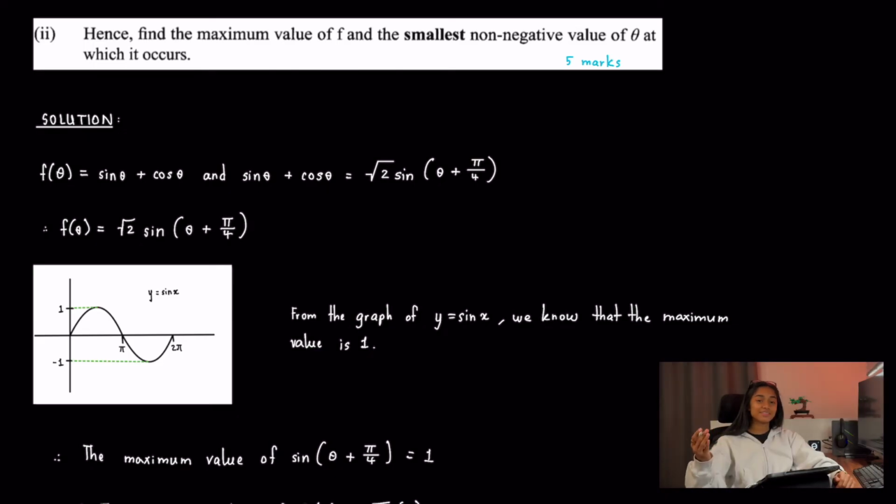Part 2 of 2016 says to find the maximum value of f and the smallest non-negative value of theta at which it occurs. And this is all for 5 marks, so a lot of marks there. The solution is as such. We know from part 1 that f theta is equal to sine theta plus cos theta. And we also found in part 1 that this is equal to square root of 2 sine of theta plus pi over 4. So the f they're referring to here is what we found here.